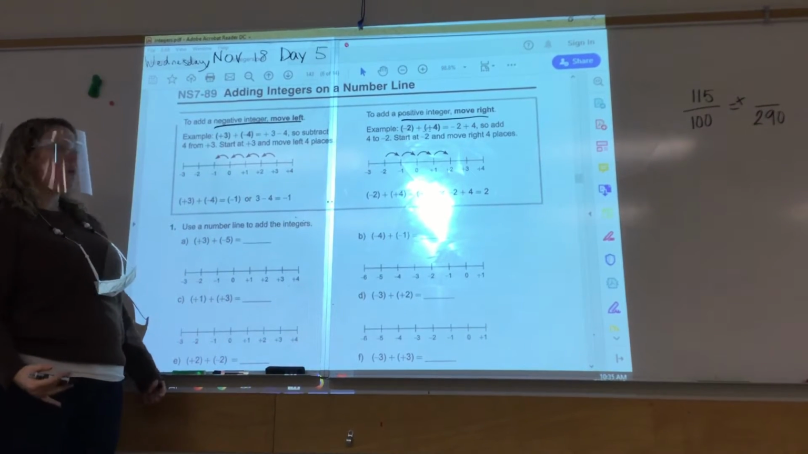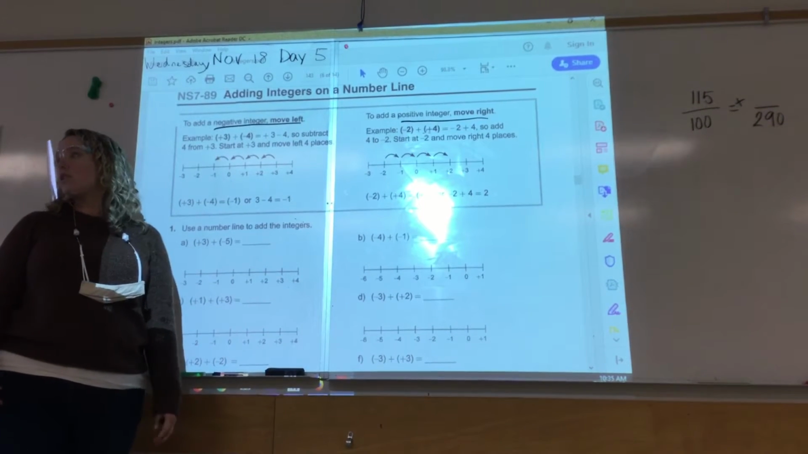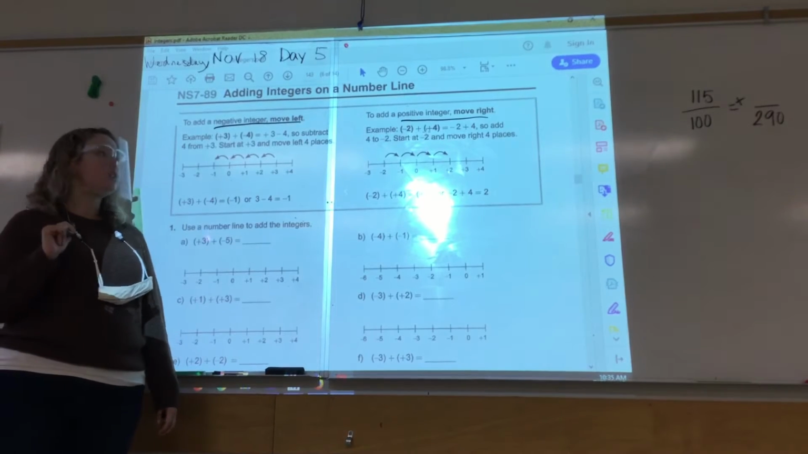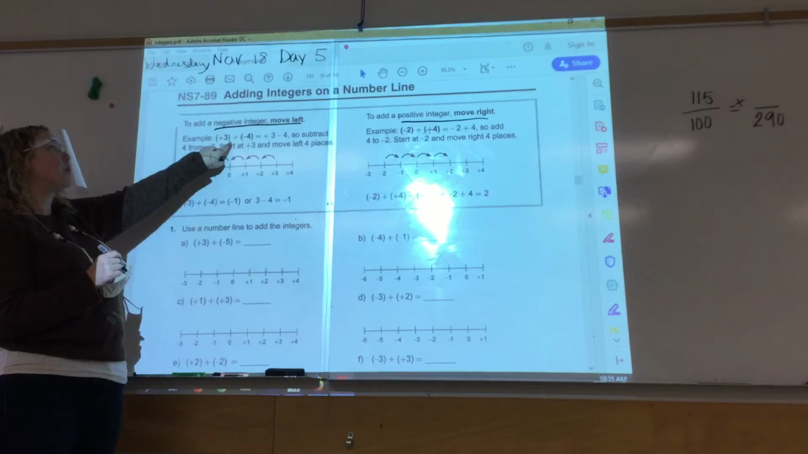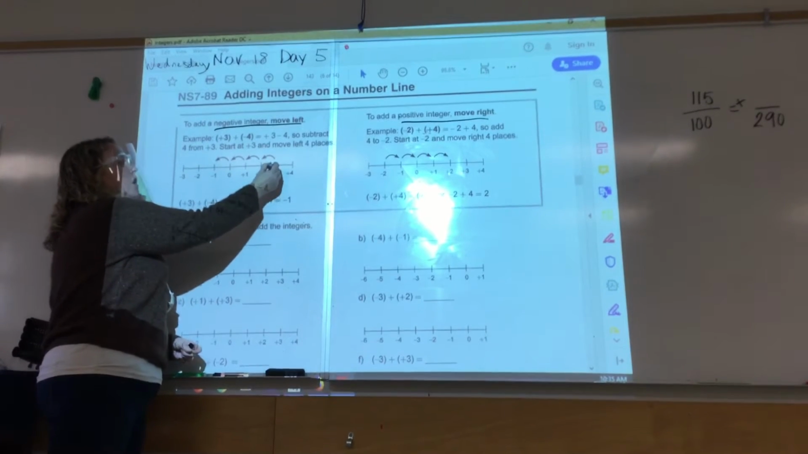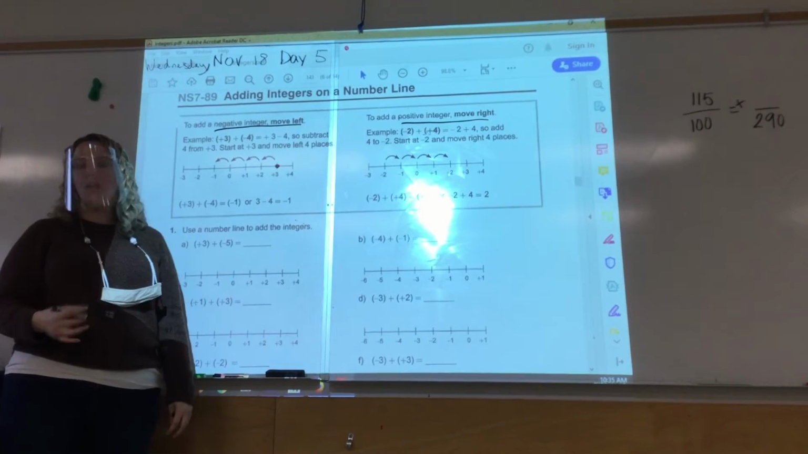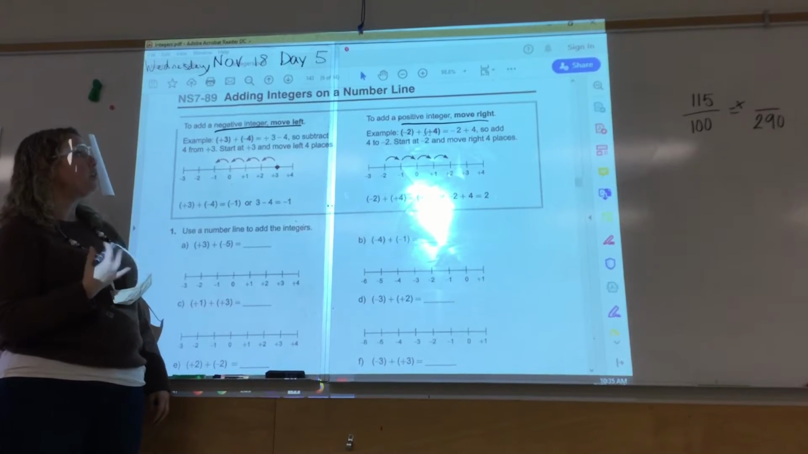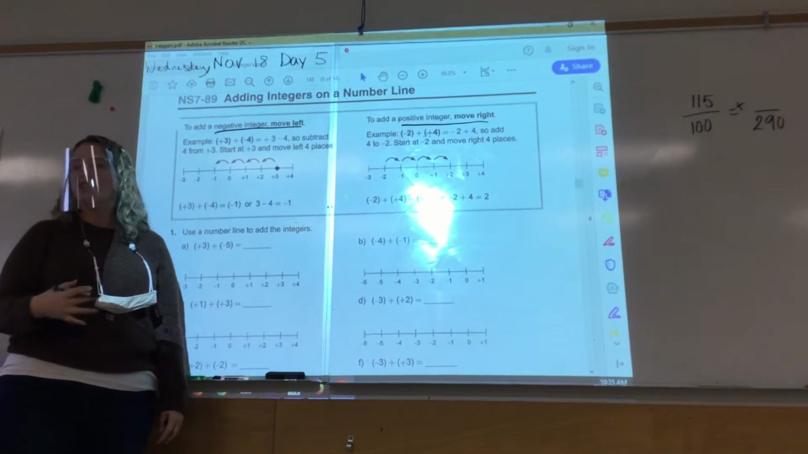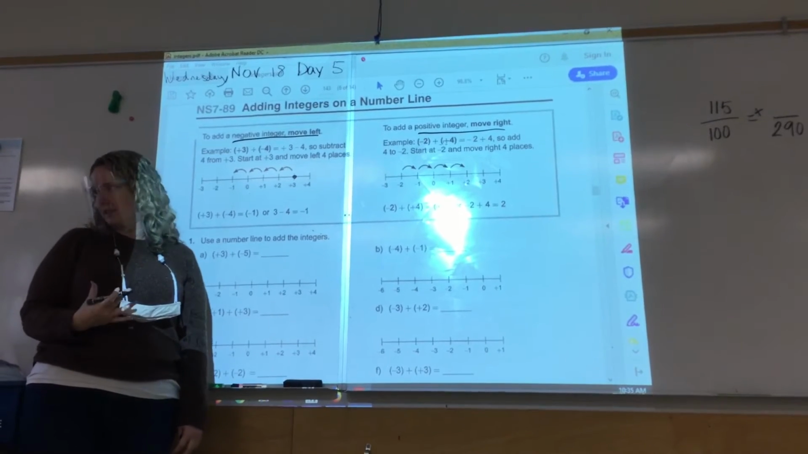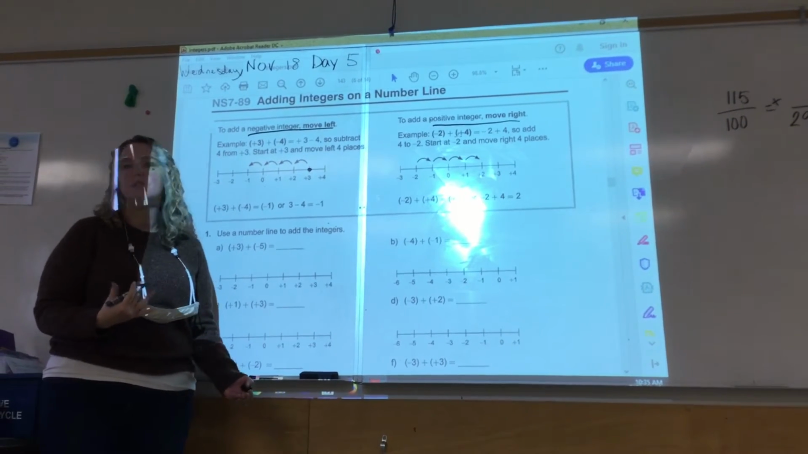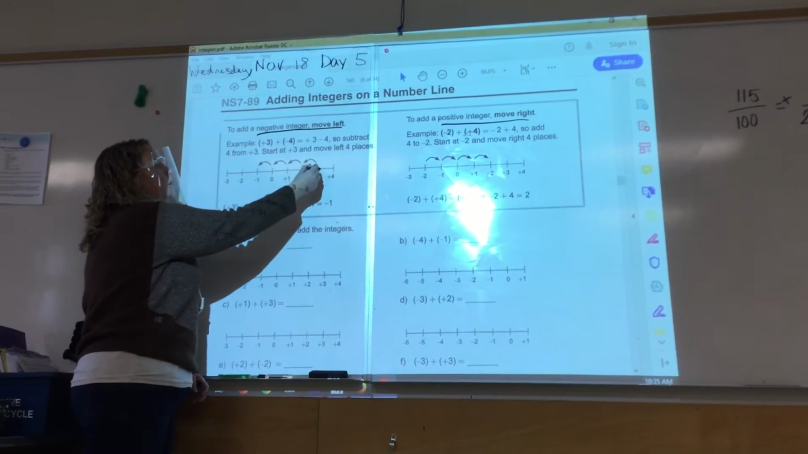Okay, so for example, you start at the first term of the integer sentence. So for example, this one says positive 3. So we're going to make a dot at positive 3. Okay, and then we're moving 4 jumps, and it's a negative integer, so we're going to move to the left, which means that the value is getting less, right? We're moving towards the negative numbers. Okay, and we're going to move 4 jumps.